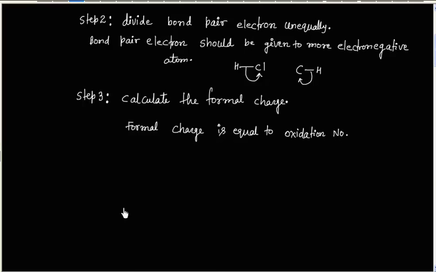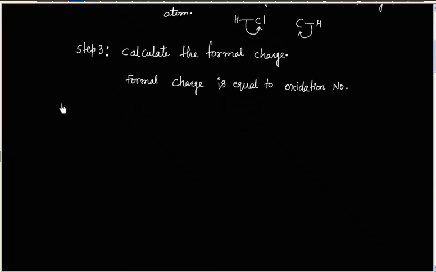So let us do some exercises. The first molecule we have is CCl4. And we want to count what is the oxidation number we have for carbon and for chlorine. So first step, that is write the Lewis dot structure. So this is the Lewis dot structure for the CCl4 molecule. We can show the lone pairs of electrons also.